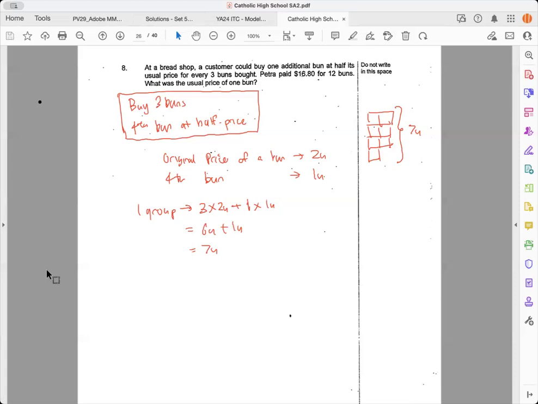Okay. So Petra paid for 12 buns. How many groups are there in 12 buns? Every group there is 4 buns, right? So 12 buns consists of 3 groups.